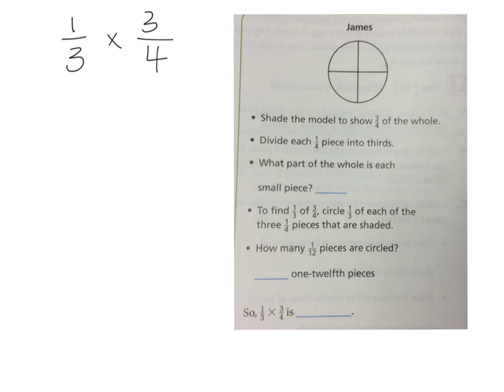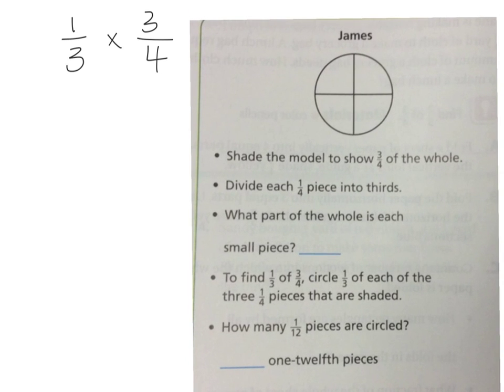James was also solving the same problem, 1/3 of 3/4, or 1/3 times 3/4. But what he did was he also started by drawing a circle and dividing it into 4 equal parts. Okay. Then he decided to shade in the model to show 3/4 of the whole. So how many sections does he have to shade in? 3. So 1, 2, 3. Then he was like, well, I'm going to divide each piece into thirds because I want to find 1/3 of this piece, 1/3 of this piece, and 1/3 of this piece. Does that make sense? So he wants to divide each of those fourths into 3 equal pieces, like this. Even including the one that he did not shade in.